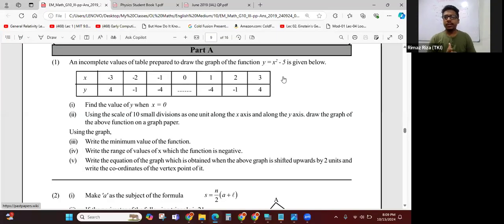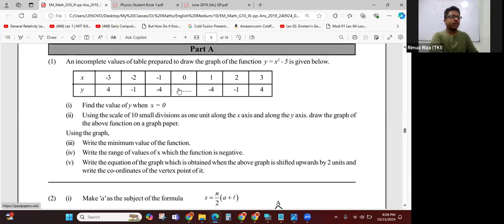Okay. So as I told you, you will definitely get one question of graph in your third term paper. So let's start discussion of this question. Right. First question: an incomplete values of table prepared to draw the graph of function y equals x squared minus 5 is given below.